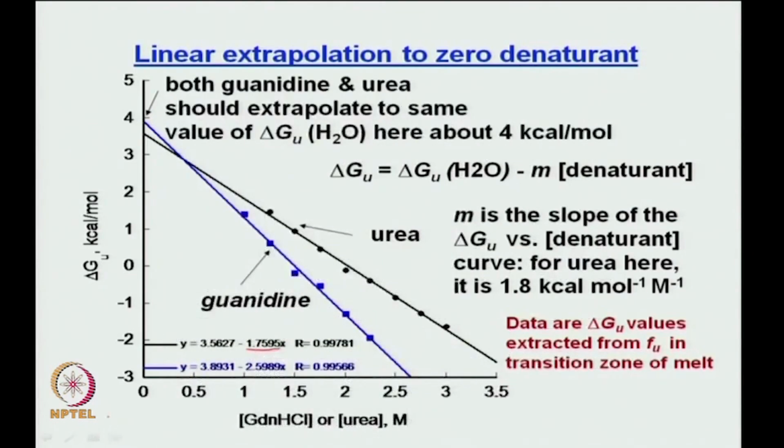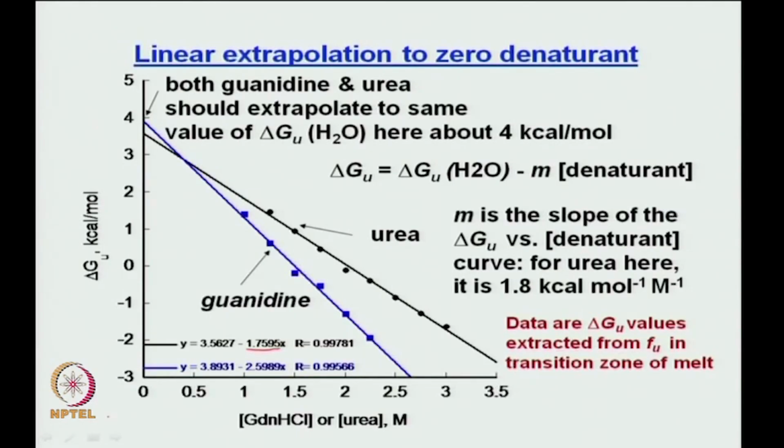Okay, let us not bother about that. So, this is the main thing. Both guanidine hydrochloride and urea should extrapolate to the same value of delta G H2O, delta G unfolding in water, which is about 4 kilocalories per mole approximately, but you do not have that. There must be a reason behind this. People have been really bothered about this, so people have tried to explain this. How can you try to explain this?